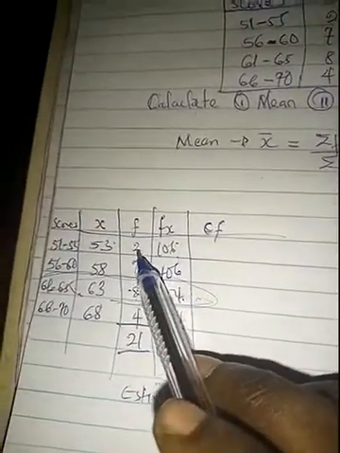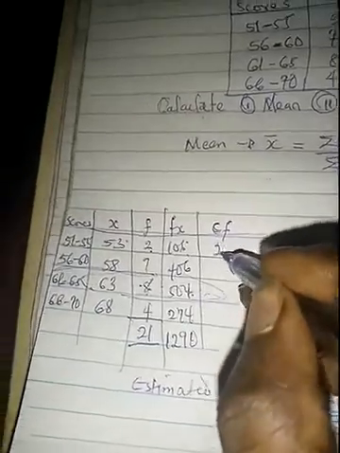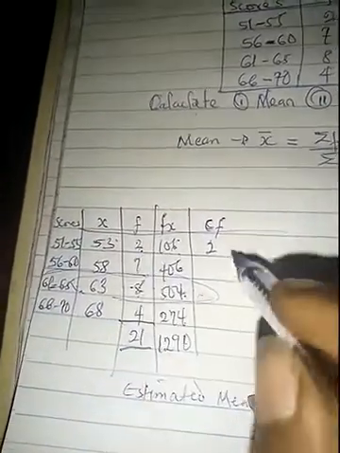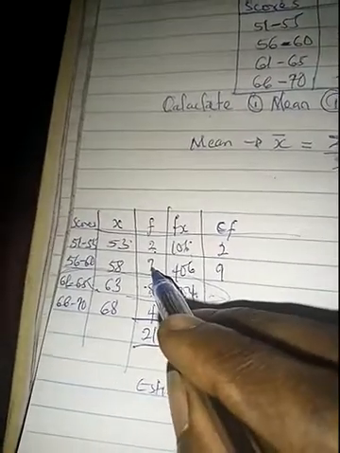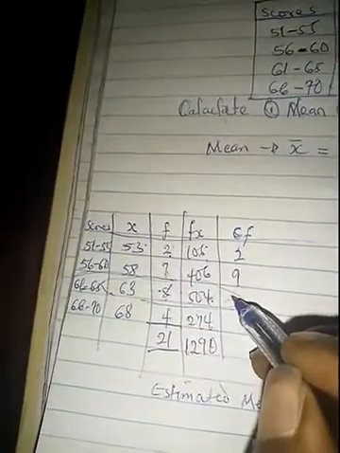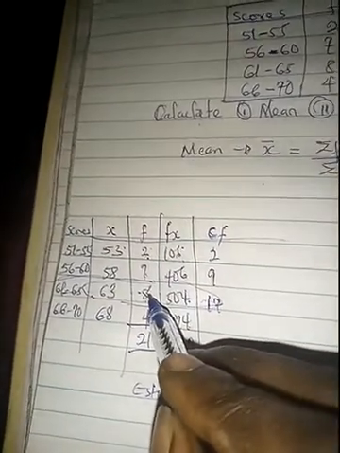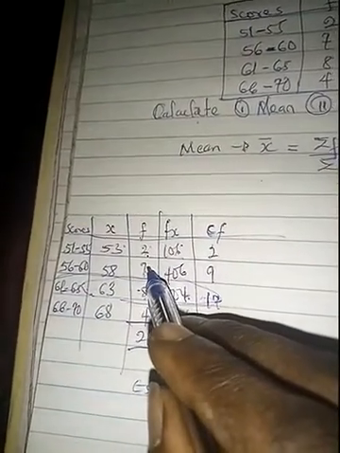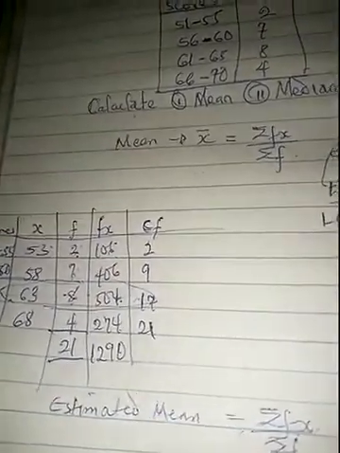So let's look at this. The frequency here is 2. There is no previous number, so it still remains 2. Now 7 plus 2, that is 9. So we are adding the previous numbers. 8 plus 7 is 15. 15 plus 2 is 17. Then 4 plus 8 is 12. 12 plus 7 is 19. 19 plus 2 is 21. So that is how to obtain your cumulative frequency.